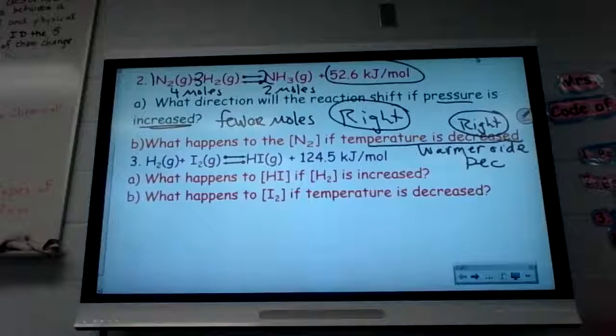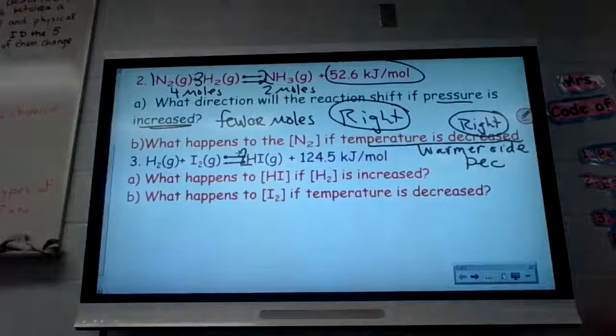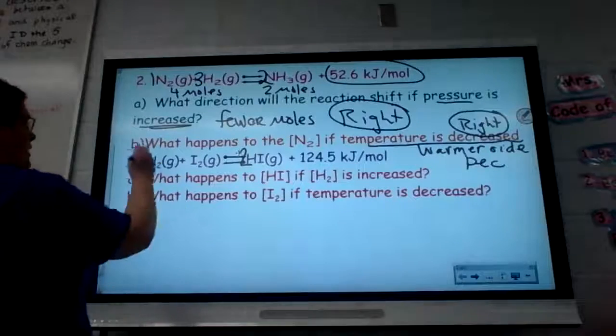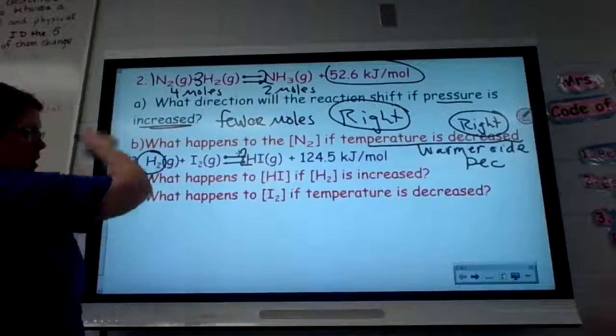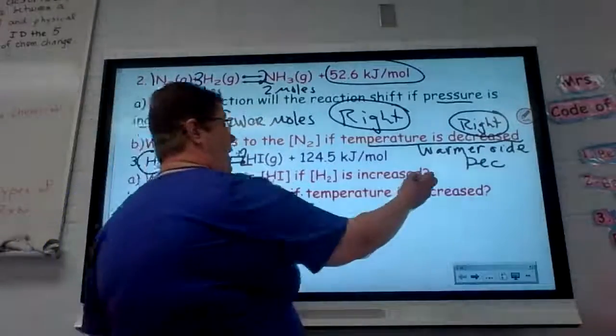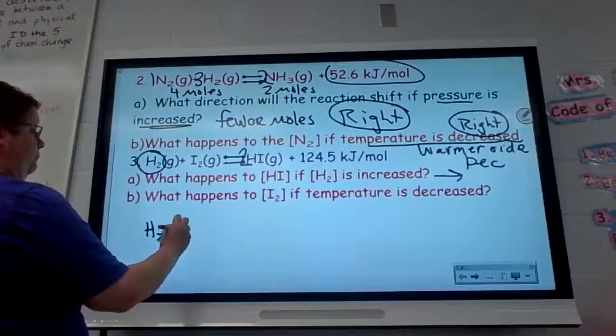All right, so if we have the equation H2 plus I2 goes to HI, we need to put a 2 there to balance it. All right, what happens to HI if H2 is increased? What did we say about concentration? If we add something, what does it do? Goes to the same side or opposite side? Opposite. Okay, so H2 is here. So the opposite side would be the product side, so it's going to shift to the right. I'll just draw an arrow.